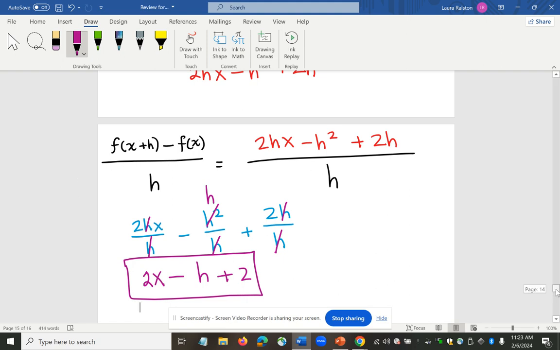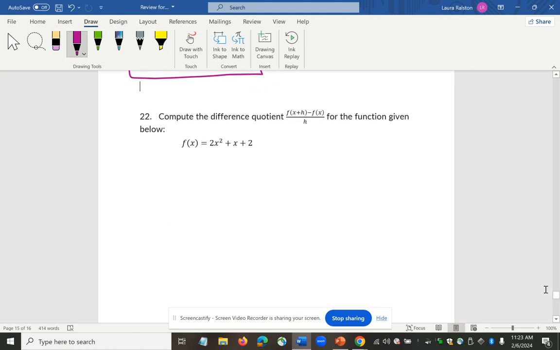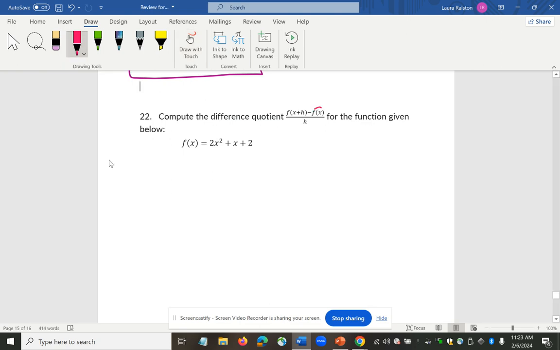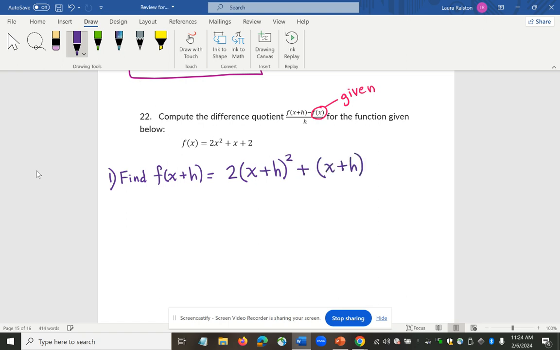And I believe we have one more, and it is again a difference quotient. Remember that in your difference quotient, the f of x is the given. Okay, so breaking it down again into smaller pieces, my first step is to find f of x plus h. So we substitute x plus h into the equation. So I have 2 times x plus h squared plus x plus h plus 2. And then we need to do the math.